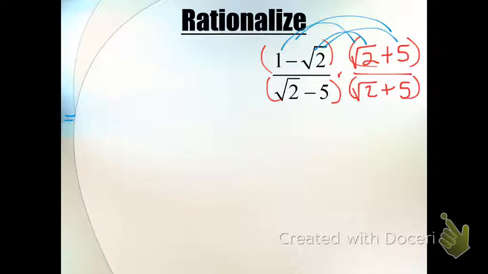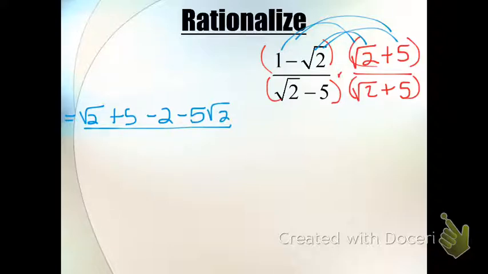we're going to do 1 times root 2, which would be root 2, and then 1 times 5, which would be 5, and then negative root 2 times positive root 2. Now, root 2 times root 2 is root 2 squared, which means that's just a 2, and a positive times a negative is a negative. And then we're doing negative root 2 times 5, which is negative 5 root 2, all over.